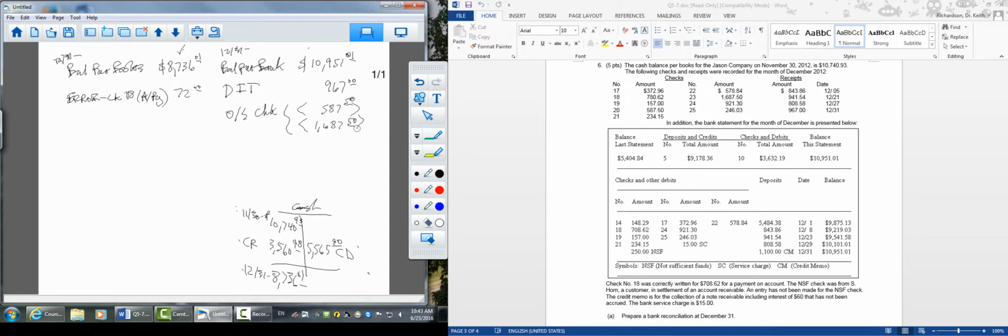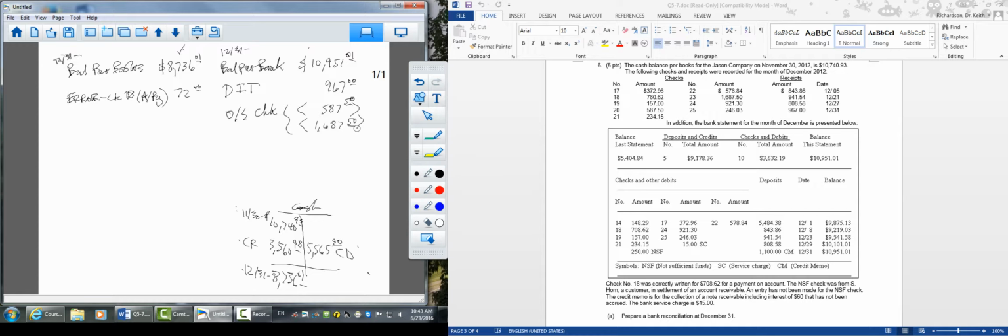Big deal. Okay, and then we keep going. 921.30, it got there, did it? Yeah. 25, 246.03 got there. And that was the last one, wasn't it? Usually it's the last couple that don't get there, but okay, fine. That's what didn't get there. Everybody good? Oh, that's pretty good.